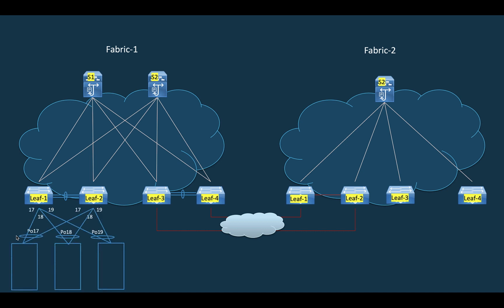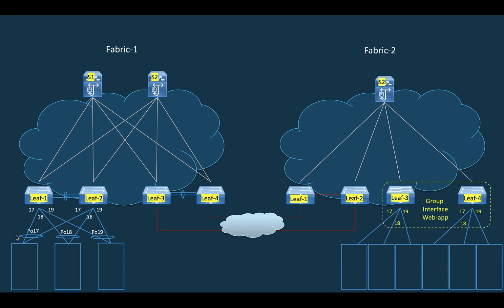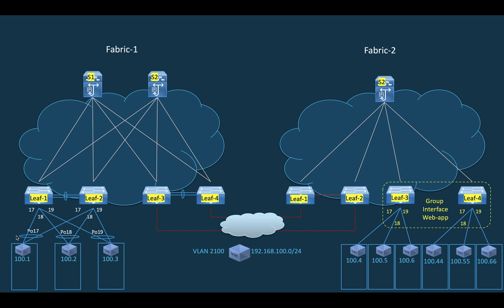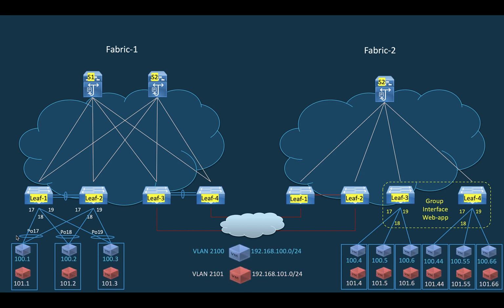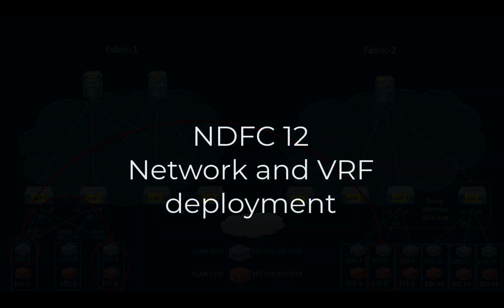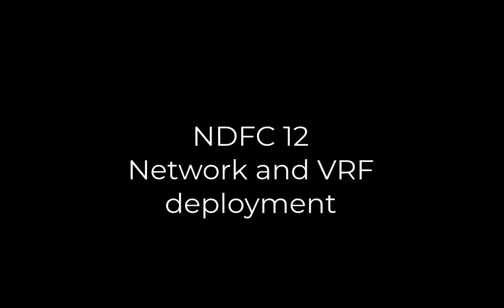As a result, in fabric 1 we have 3 hosts dual attached to leaf 1 and 2, and in fabric 2 we have collected interfaces from 6 hosts attached to leaf 3 and 4 into a group of interfaces named web app tenant 1. The next step is to allow layer 2 and layer 3 communication between virtual machines blue and virtual machines red inside fabric 1 and across the multi-site domain. Let's go and configure the networks and VRF.